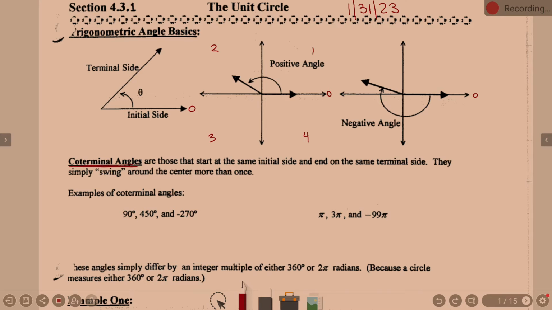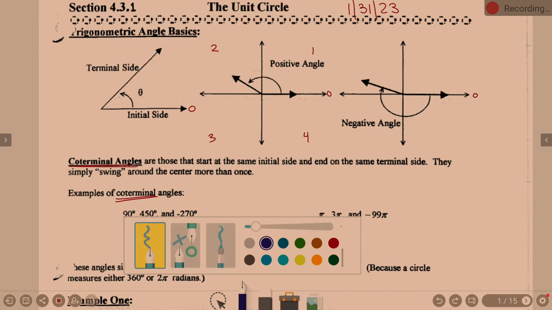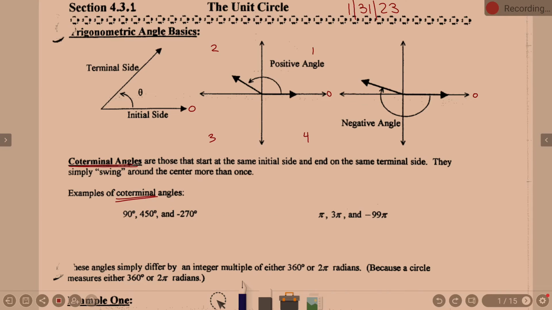Okay, so an example of coterminal angles. We'll start with degrees, because degrees is what we've been brought up with, right? So degrees are going to be a little bit easier for us to understand. But the claim here is that 90 degrees, 450 degrees, and negative 270 degrees all name the same angle. So let's look at that and talk about that. 90 degrees. Where's 90 degrees?